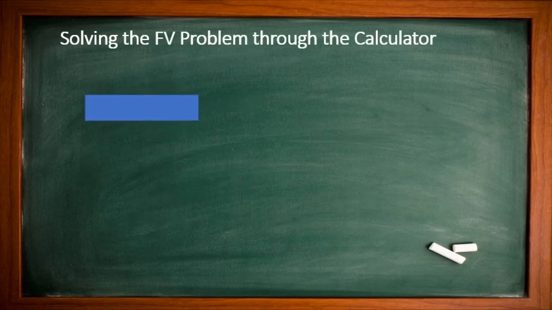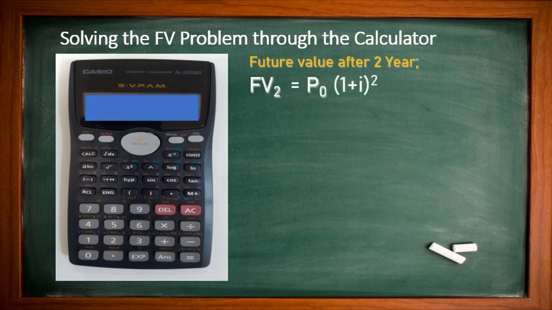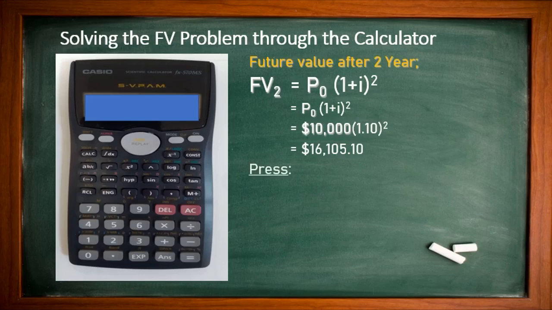Solving the future value through the calculator, again I'm telling you, it's a repetition for using the calculator. The formula we put is P0 (1 plus i) power n, where P0 is $10,000, and here we have 1.10 power 5. Then we calculate the value 16,105.10.